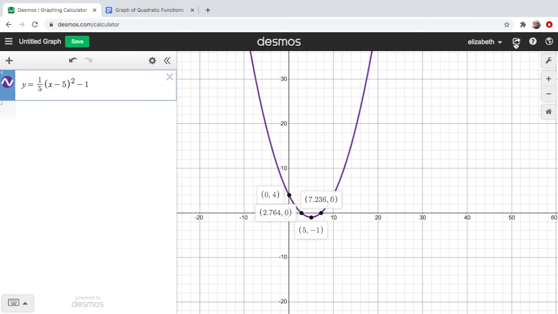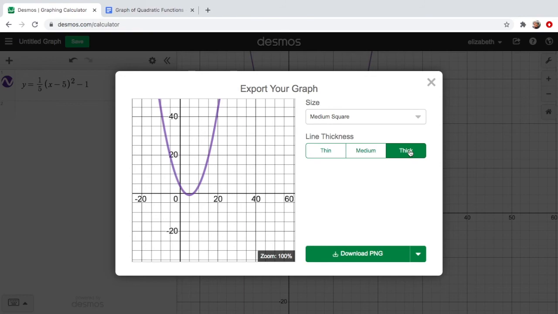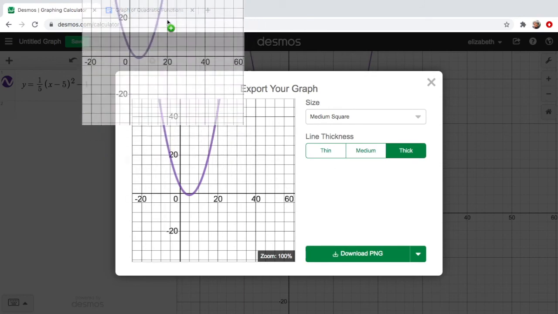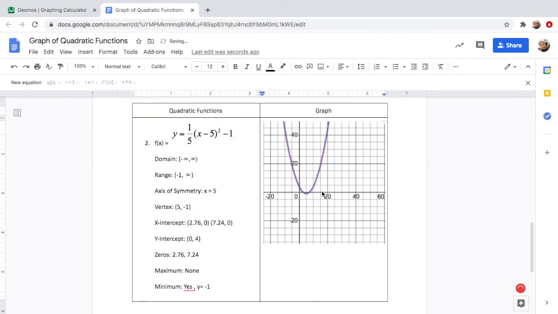And how about the graph? Again, click this little thing here, export image, make it thick. This is my preference, so it's up to you, and then drag it there, and that's it. So this is how you graph quadratic functions in Desmos calculator and identify its characteristics.